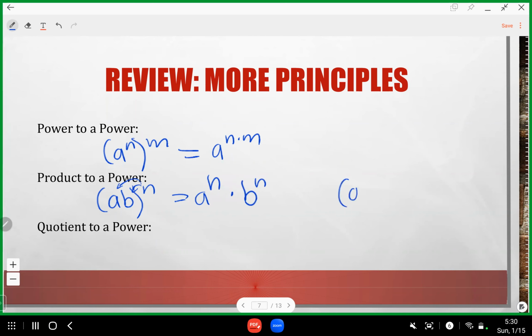Now, you can't do this with a sum, right? This doesn't work, because you can't do a to the n plus b to the n like this. This is not true, so do not do this. You actually have to multiply it out.